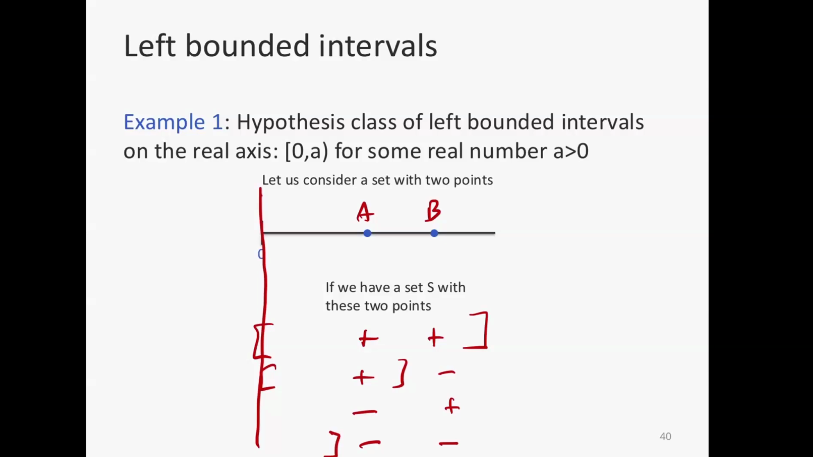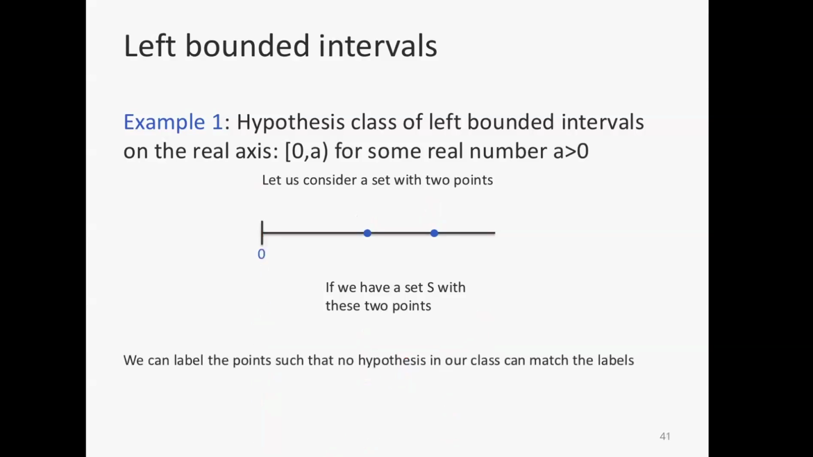That means not every possible labeling can be shattered. This is like the same situation as 14 points and a line. There's at least one labeling of these 2 points that cannot be matched by any function inside our hypothesis space, inside the set of functions that we have. We can label these points such that no hypothesis matches the labels. That's the counterexample right there.